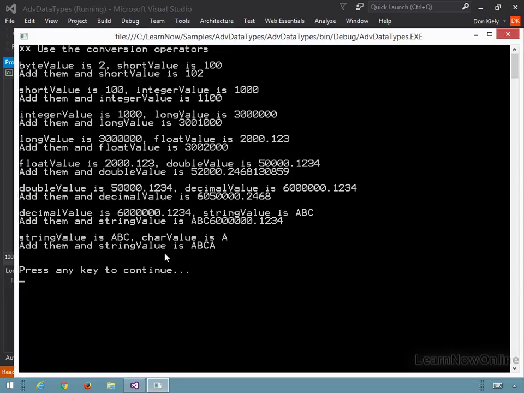So these are the last two examples I was talking about. It converted the second value to a string and concatenated them together. And so it ended up being ABC and then the string form of this decimal value. And then finally, char value is A, ABC A.